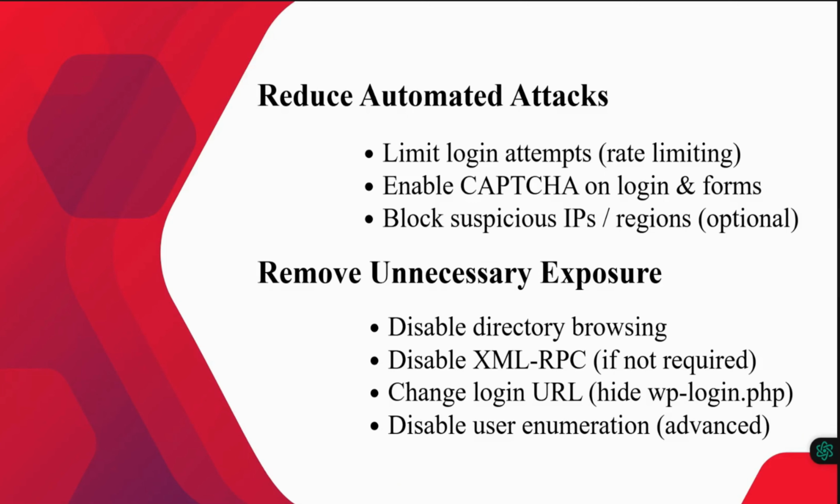Second is enabling CAPTCHA on login and forms. For example, on a login with username and password, you implement CAPTCHA, which checks that the user is not a robot. CAPTCHA is not about security for humans. It is about blocking automation. Bots can crawl login pages, registration pages, password reset pages, and contact forms. CAPTCHA forces a human verification step which breaks automated scripts. CAPTCHA also reduces form spam, fake registrations, and password reset abuse.